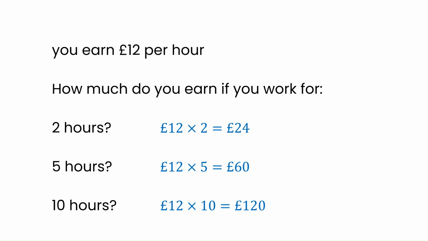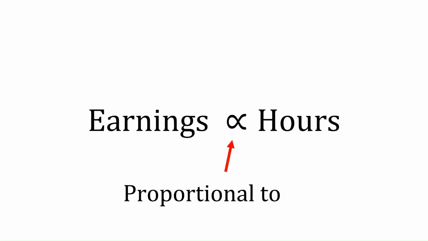This might seem quite straightforward, and it is. It's what most people talk about all the time. What we can notice is that as our hours worked increase, so does our wage, and it's by a constant rate. We can write down this relationship in an interesting way. We can say that earnings and hours are proportional to one another.